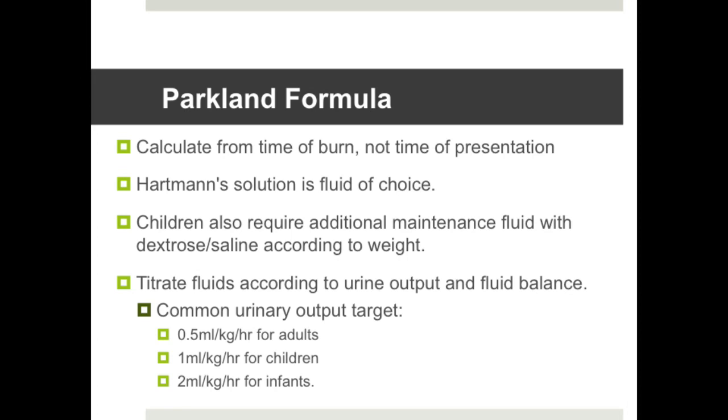In children, you would also need to calculate and add in additional maintenance fluid according to weight. The fluid of choice in this circumstance will be dextrose saline. Of course, this is not a one-size-fits-all policy. You will need to titrate fluids according to urinary output and fluid balance. Common targets for adults is half a mL per kilo per hour. For children, 1 mL per kilo per hour. And for infants, 2 mL per kilo per hour.